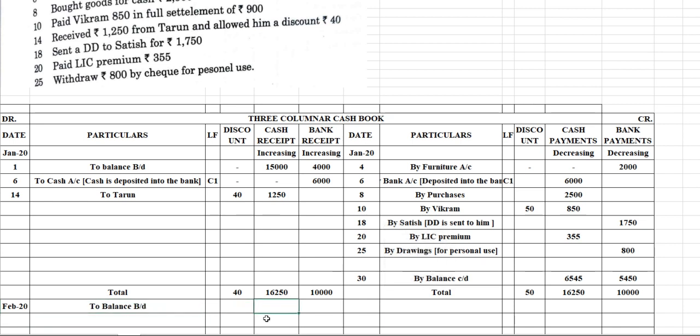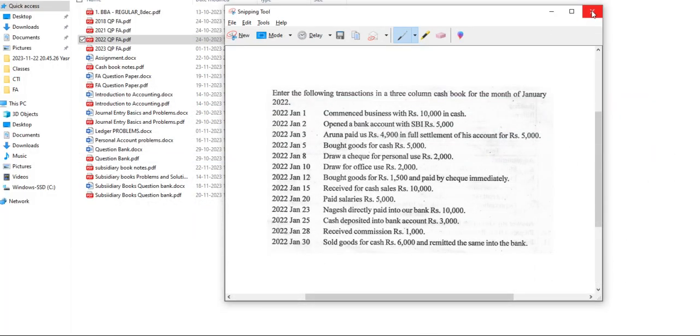What is the amount here? 6,545 here in the cash receipts and 5,450 in the bank receipts. These are the items which we need to show in our 3-column cash book. Simple, no? If you have understood the 2-column cash book, it is so easy to solve the 3-column cash book. Let me show you the answer of this.